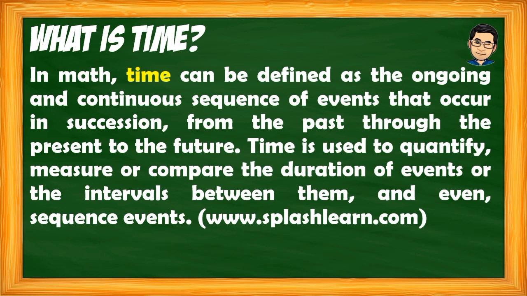So, ang ibig sabihin lang po ng time is yung pagkakasunod-sunod ng mga pangyayari noong una, ngayon, at sa kinabukasan. So, yung noon, yung past, and then yung present naman, yung ngayon, and then sa kinabukasan, sa hinaharap. So, ginagamit yung time para i-measure o kaya naman pagkumparahin kung gaano katagal yung mga pangyayari. So, ano yung agwat ng mga bawat pangyayari, and then yung pagkasunod-sunod ng mga pangyayari.